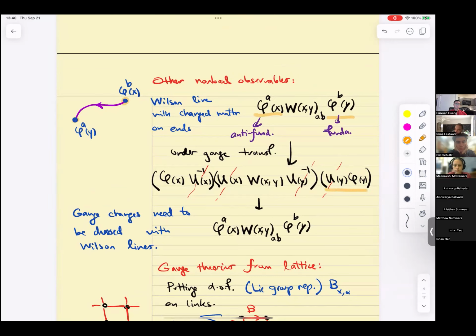Why? Well, this is how the fundamental one transforms by some u. I should have called it R, sorry. This is the anti-fundamental, and this is how the Wilson line transforms. You see the cancellations, right? And you end up with something that is gauge invariant. So what we learn is that if you have charged particles in a gauge theory, they should always be dressed using Wilson lines, right?